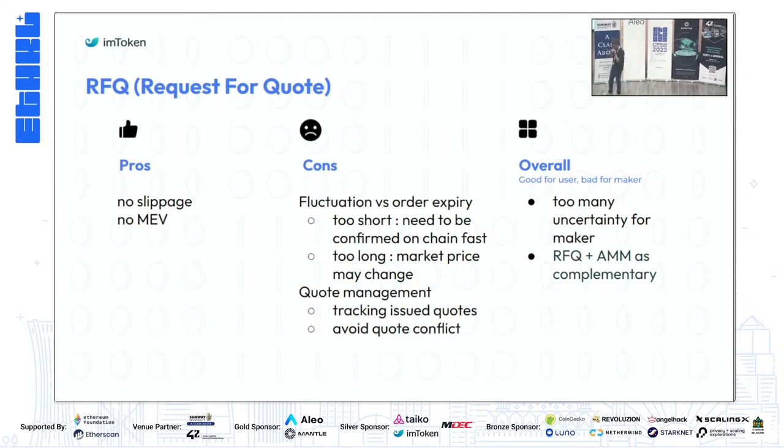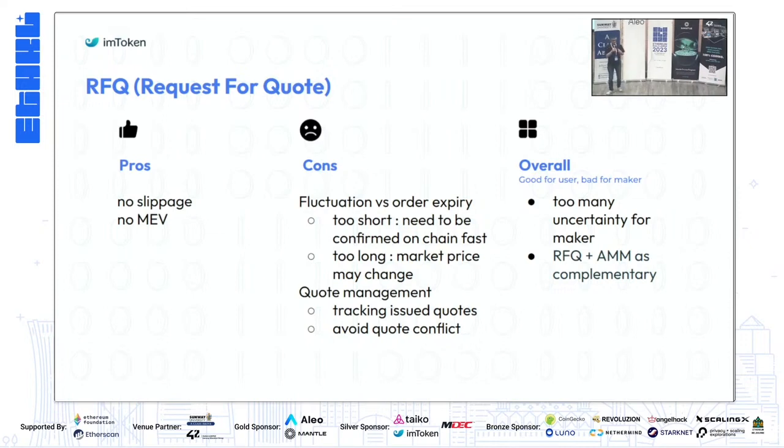On top of that, there is another issue. Because we said the market price can go up and down, sometimes there is a specific situation where the maker may issue multiple quotes which cause conflict. For example, the same pair but in the inverse direction, and because the price changes, the user may be able to arbitrage from that maker itself. So they also need to monitor or detect whether they have a conflicting quote or not.